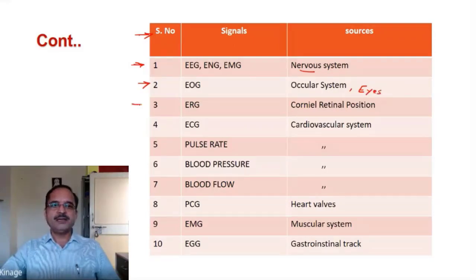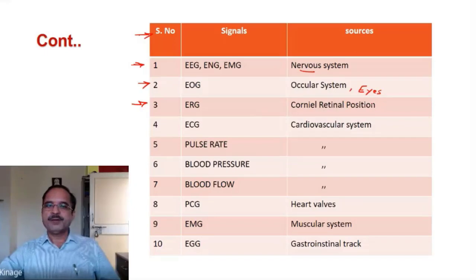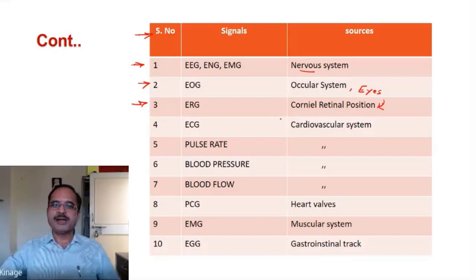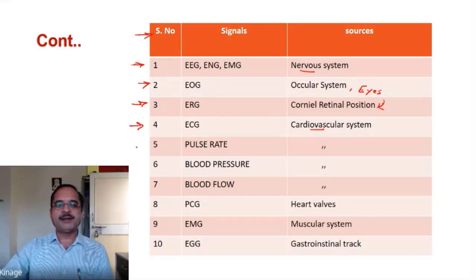ERG, that is electroretinograph. So this electroretinograph is also related to our eyes. Corneal retinal position. Okay. Then ECG, this is about the cardiovascular system, working of the heart. Pulse rate, it is again cardiovascular system, that is the source. Blood pressure, blood flow. So these are all different signals related to cardiovascular system.